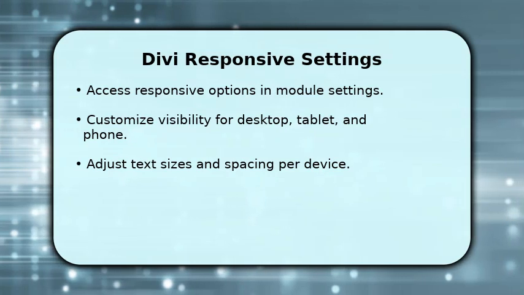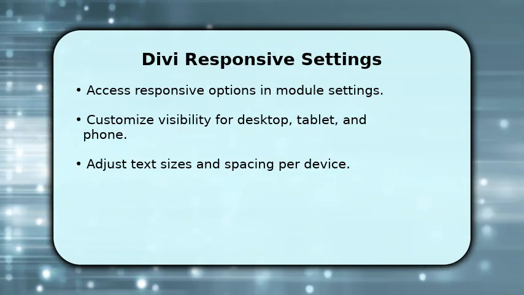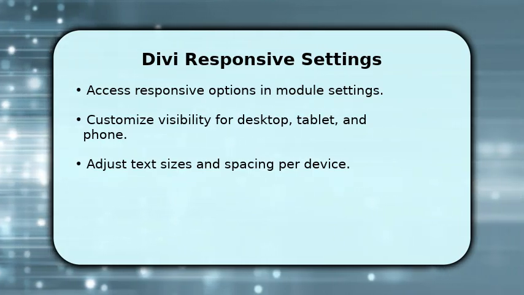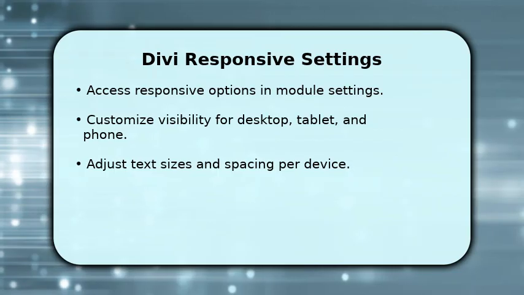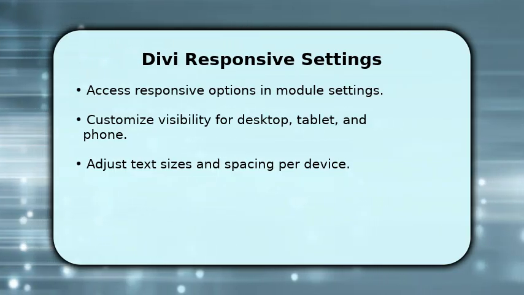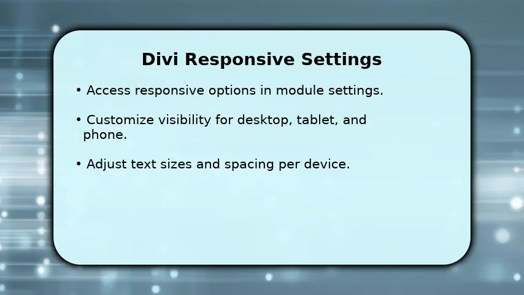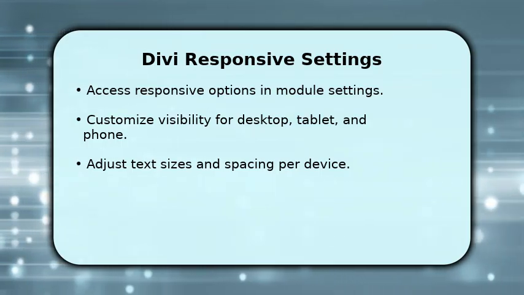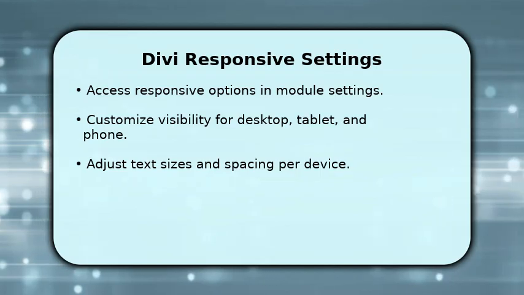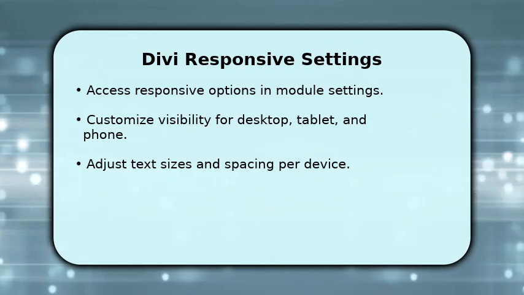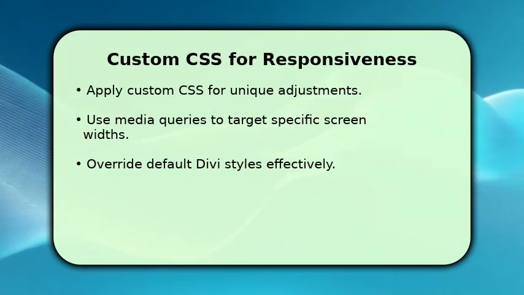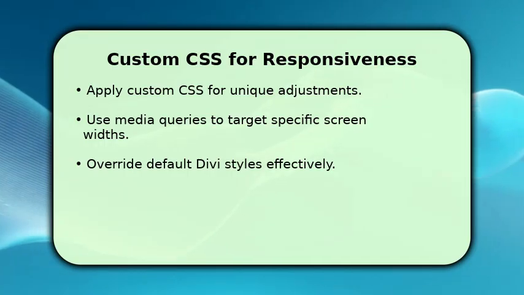Divi offers intuitive responsive settings directly within the Visual Builder. You can access these options for almost any module, row, or section. Simply click the phone icon next to a setting to adjust values specifically for desktop, tablet, or mobile. This allows you to fine-tune elements like text size, padding, and margins, ensuring your content is perfectly legible and well-spaced on every screen.